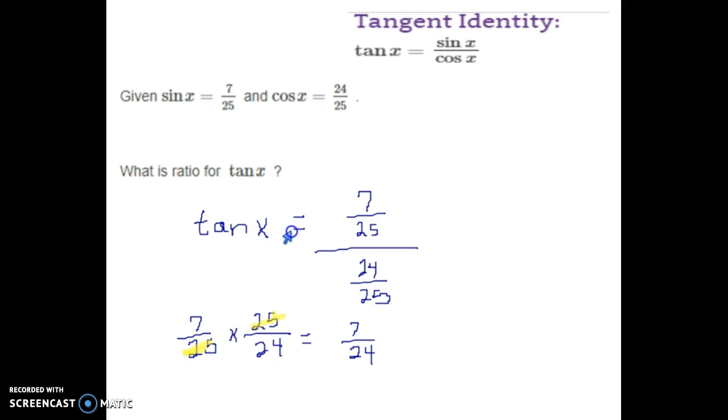The tangent of x is equal to the sine, which is 7 over 25, that's our numerator, divided by the cosine, 24 over 25. And then remember, when we have a complex fraction here, we can take our numerator, 7 over 25, multiply by the reciprocal. So flip this, 25 over 24. Then notice the 25s cancel out, so we're left with 7 over 24.